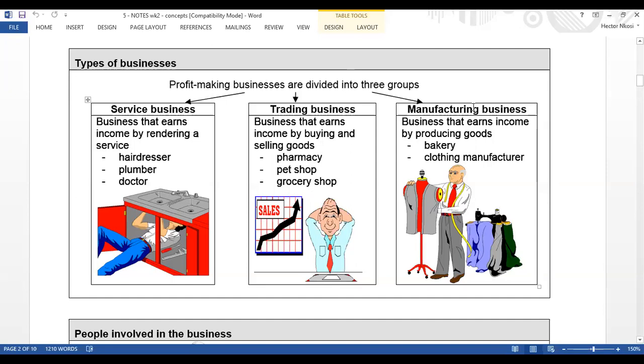Now let's look at the manufacturing business. Now it's when we do things from scratch. Your bakery, they bake the bread from scratch, right? They do the mixing of flour, they do mixing of everything, right? The business that earns income by producing goods. So a manufacturing business is the business that takes something as a raw material and makes it into a final product. So it's another type of business. So if I say to you, please name 3 types of businesses that are making profit, you need to know it's a service business, we've got a trading business, and you've got a manufacturing business.